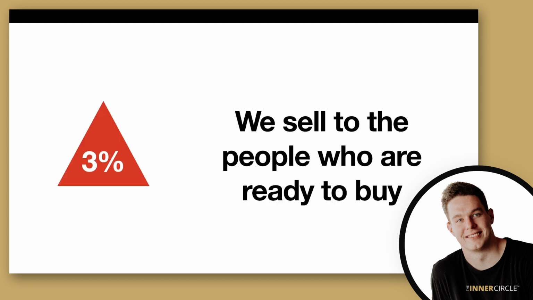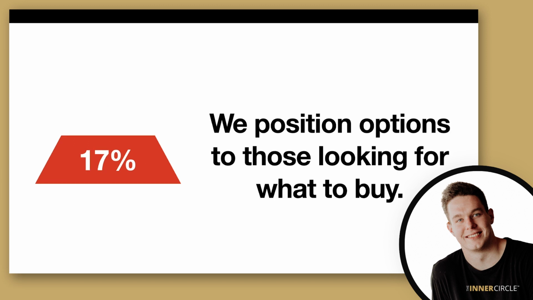Let's dive into that. The 3%, we want to sell to the people who are ready to buy. The 17%, we want to position options to those looking to buy. Remember, the 17% had all the information they need. They just didn't know what option they should do.